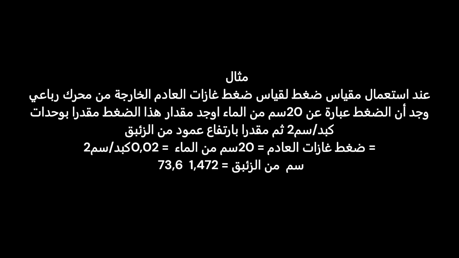Example. When using a pressure gauge to measure the pressure of the exhaust gases coming out of a four-wheel drive, it was found that the pressure is 20 centimeters of water. Find the amount of this pressure estimated in units of kp/cm², then estimated by the height of a column of mercury. Exhaust gas pressure equals 20 centimeters of water equals 0.02 kp/cm², equals 0.02 x 73.6 equals 1.472 centimeters of mercury.